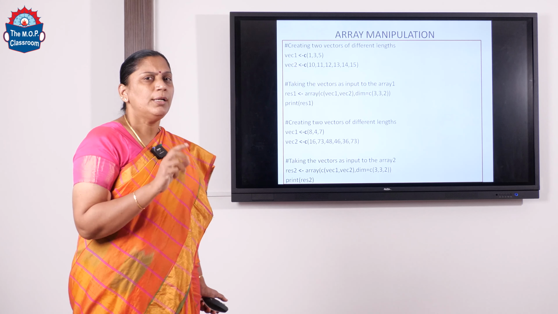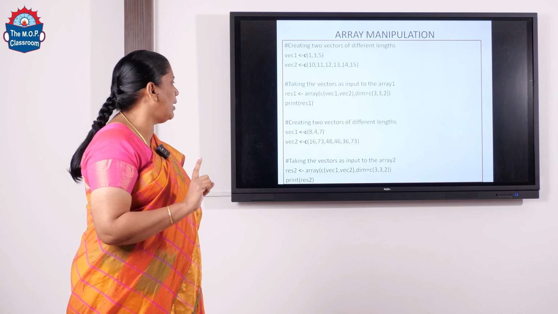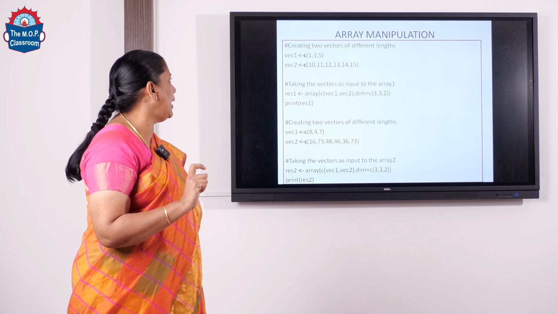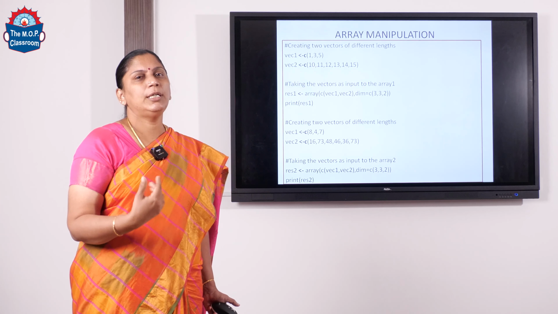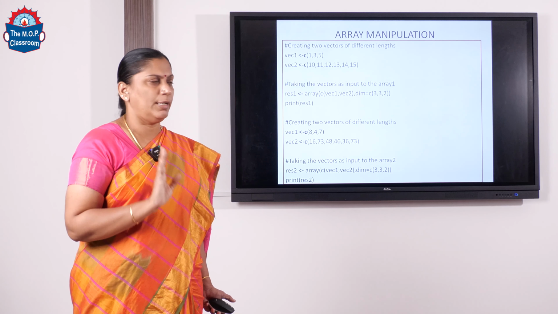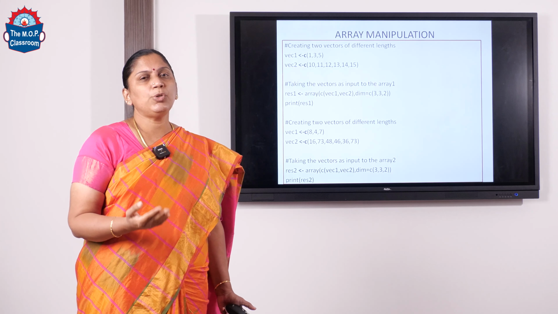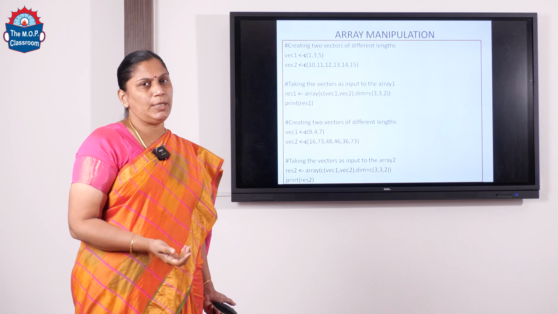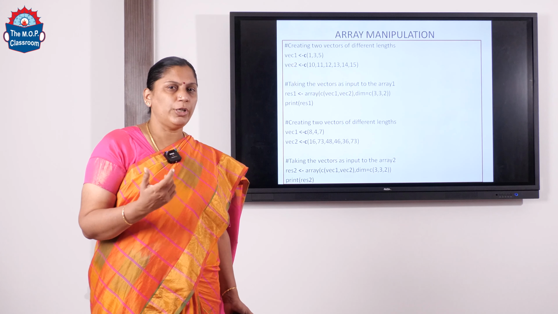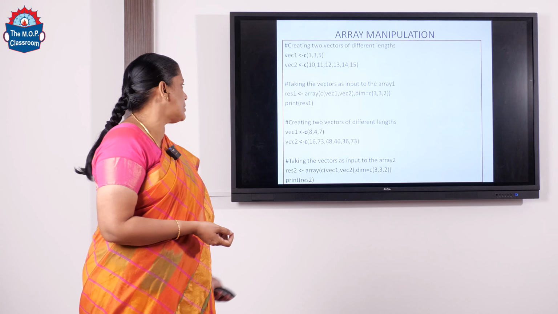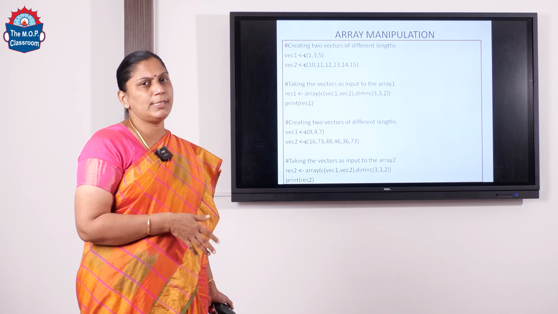What is the dimension? A 3 by 3 array with 2 matrices is what we are going to print. So when you print res1, the first array will have the values 1, 3, 5, 10, 11, 12, 13, 14 and 15. Now we are creating one more array, so we need two more vectors, vec1 and vec2. There we have a totally different set of elements. 8, 4, 7 is the first vector, and the second vector has 16, 73, 48, 46, 36 and 73.